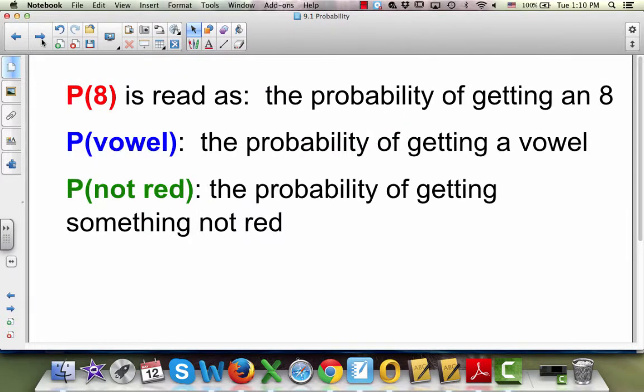Okay, now some language tips here. P of 8 is read as the probability of getting an 8. P of vowel is read as the probability of getting a vowel. P not read is the probability of getting something not read.